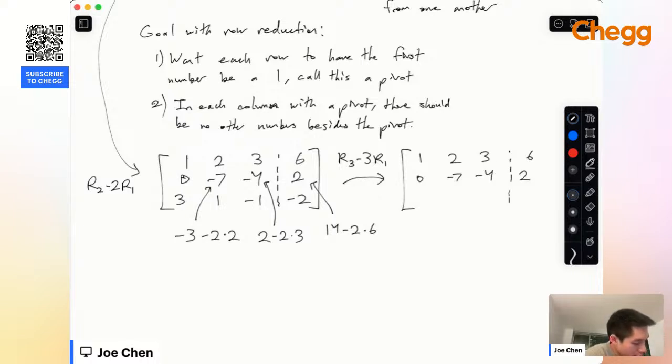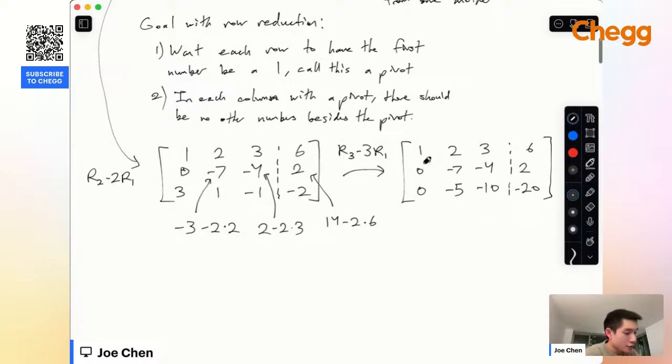So now I have 3 minus 3 is 0. 1 minus 6, because 2 times 3 is 6, is minus 5. And minus 1 minus 9 is going to be minus 10. Minus 2 minus 18 is going to be minus 20. Okay. So I've successfully eliminated the x variable in these two equations.